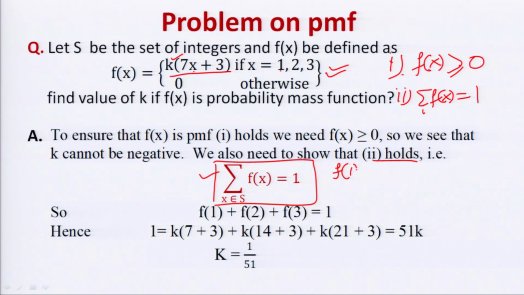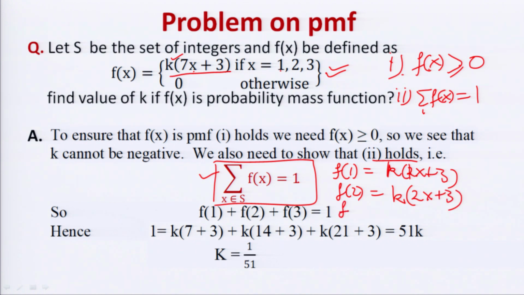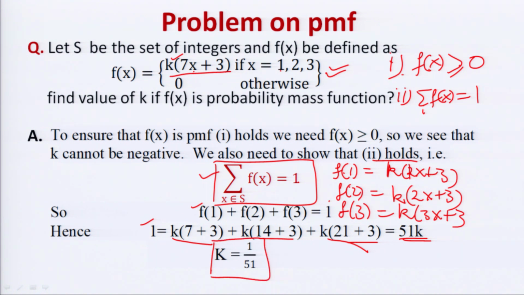Sum of f(x). Now, f(1) is equal to k times (7 times 1 plus 3), f(2) is k times (7 times 2 plus 3), and f(3) is k times (7 times 3 plus 3). So, for the second condition, we add all these three values, f(1) plus f(2) plus f(3), and this must be equal to 1. That is, 1 equals (7 plus 3) times k, plus (14 plus 3) times k, plus (21 plus 3) times k, which is equal to 51k. So, the value of k is equal to 1 upon 51. Now, coming back to the question, the given f(x) is a probability mass function if k is equal to 1 upon 51.